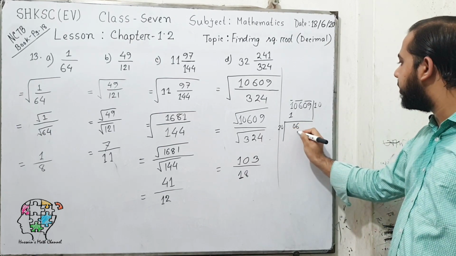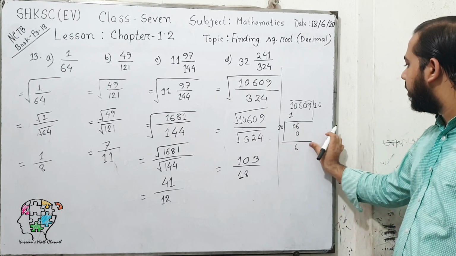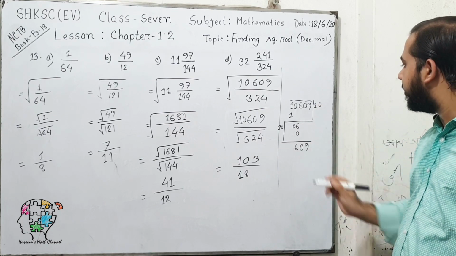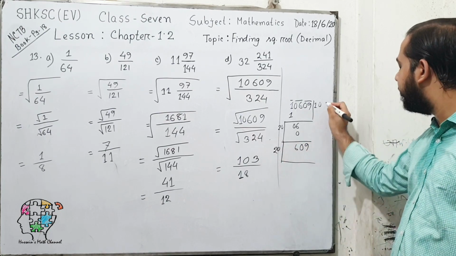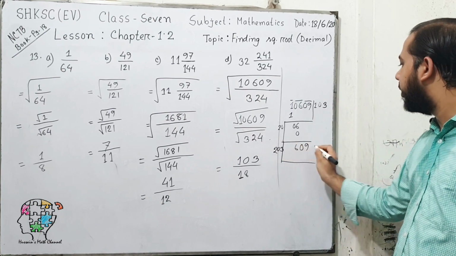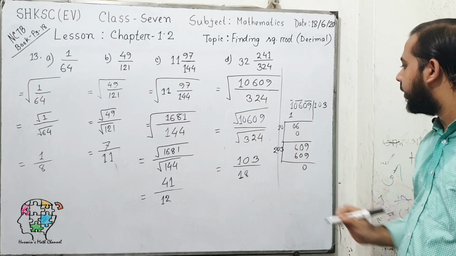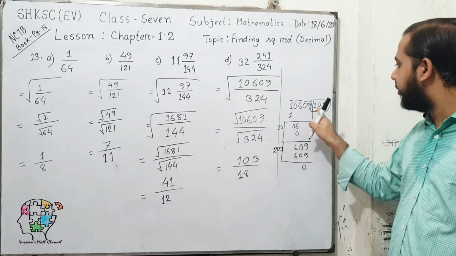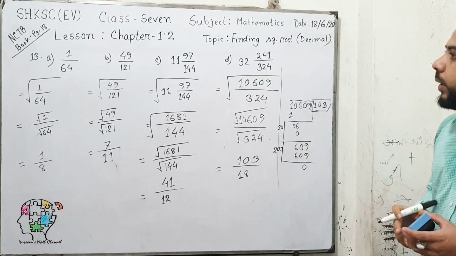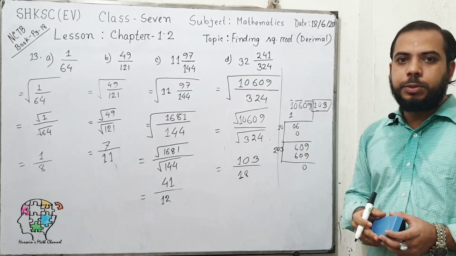0 times 20 is 0, so the subtraction will be 6. Next pair will be 6 0 and 9. Now if we make it double, it will be 20, and if we give it 3 here, you will get 609. Now this is the system for finding the square root of 10,609, which will be 103. Okay, now move on to next question number 14 of your text.